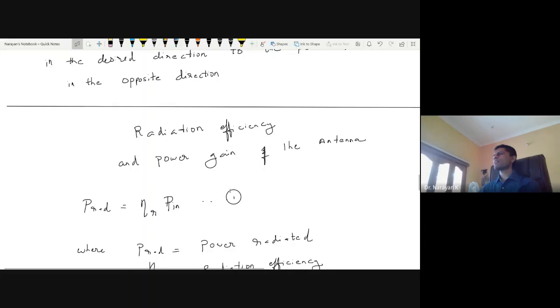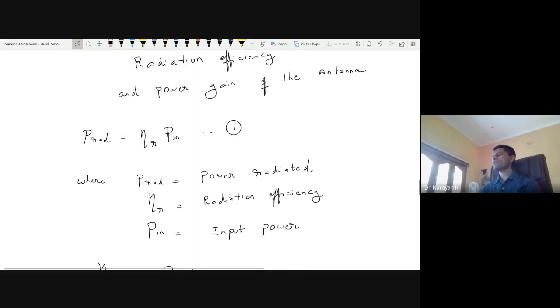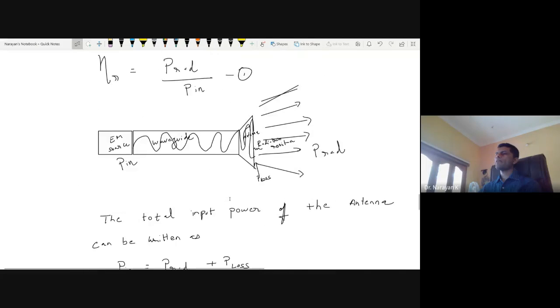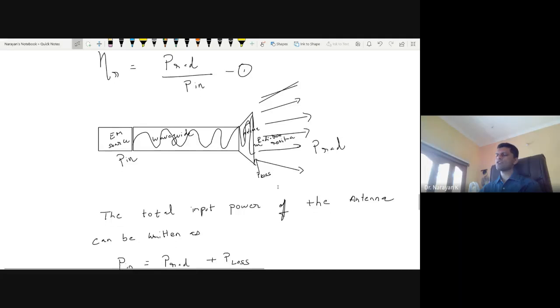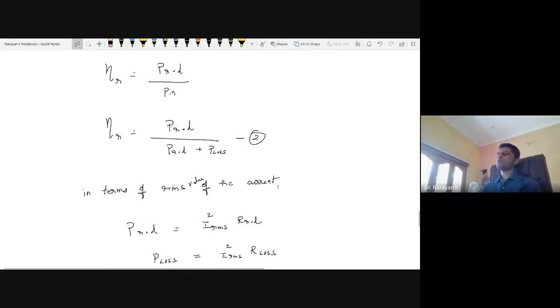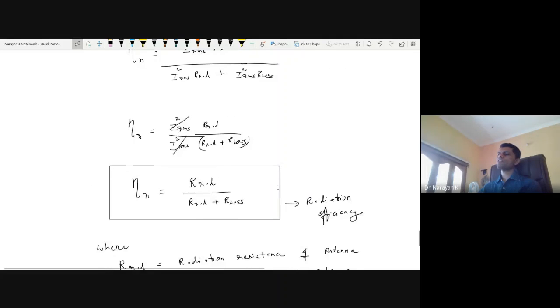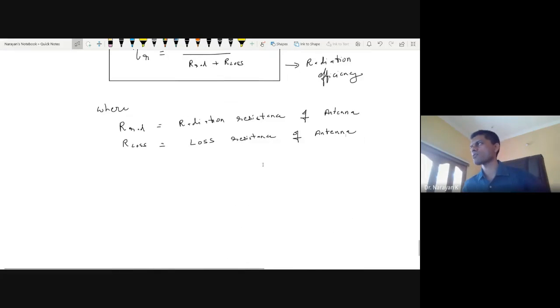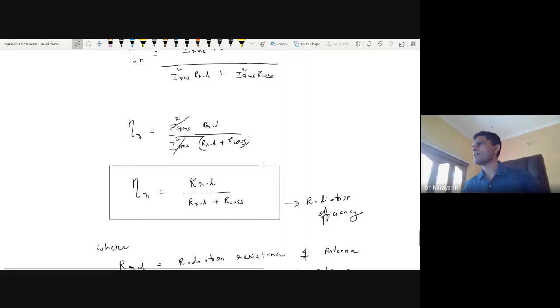Then we understood radiation efficiency in terms of the radiation resistance of the antenna. Power radiated is radiation efficiency into the input power to the antenna, and the power radiated depends upon the radiation resistance, which is a fictitious resistance that, when connected in series with the antenna, will consume the same power as is actually radiated by the antenna. With that we found the radiation efficiency: radiation resistance divided by radiation resistance plus loss resistance. So this is where I will end today's class.